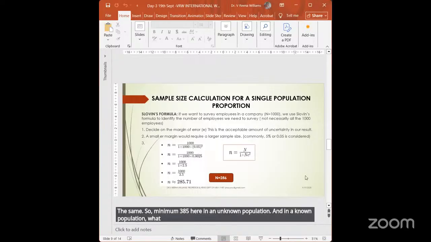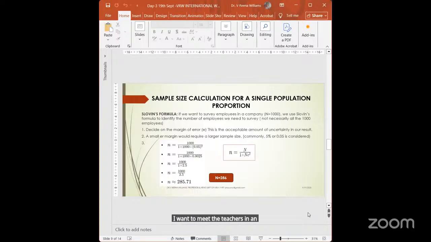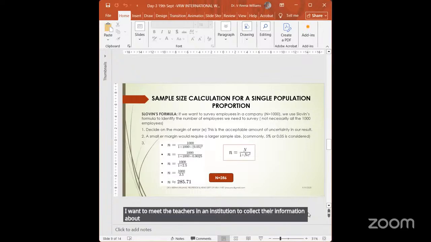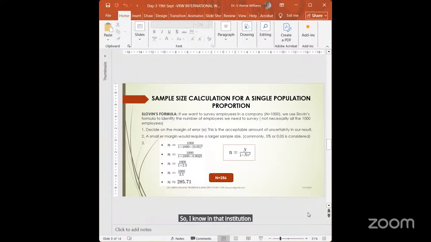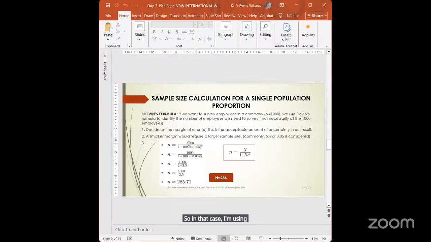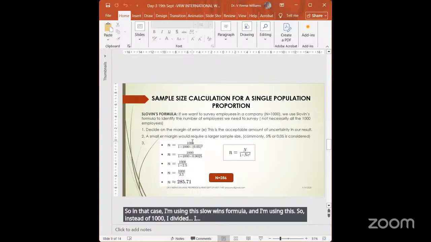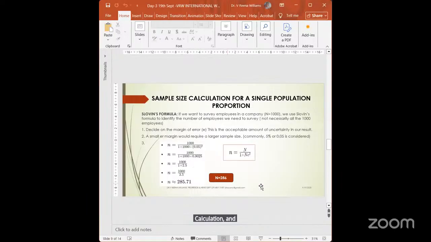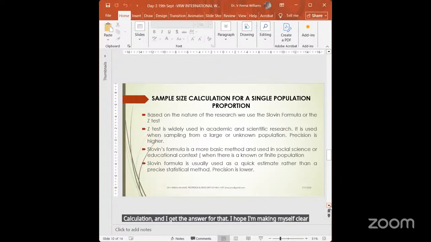What is a known population? I already know the total number of respondents in that place. I want to meet the teachers in an institution to collect their information about stress levels. I know that in that institution there are 100 employees, so all those 100 employees are the population. In that case, I'm using Slovin's formula. Instead of 1,000, I mention 100 and then do the calculation, and I get the answer. I hope I'm making myself clear.